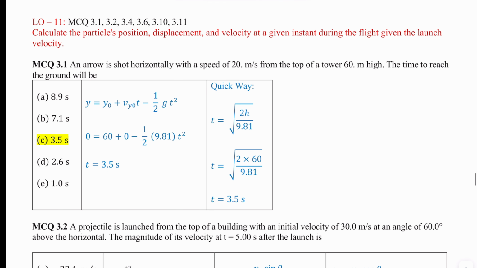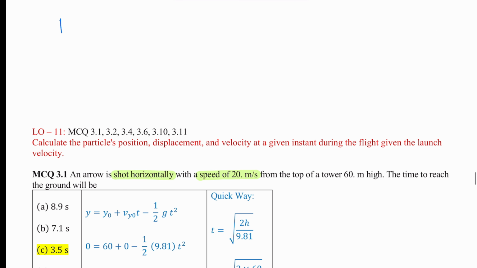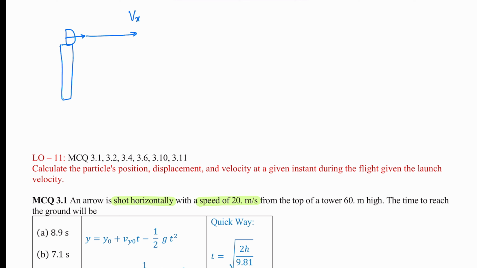Okay, there is the first question. An arrow is shot horizontally with a speed of 20 meters per second. Try to understand this question, this is something very interesting. Let's say you are on the top of a building and you throw an arrow. The arrow is going like this. So which velocity is here? I can say Vx naught. Can I say Vy naught is equal to 0? Do you understand?